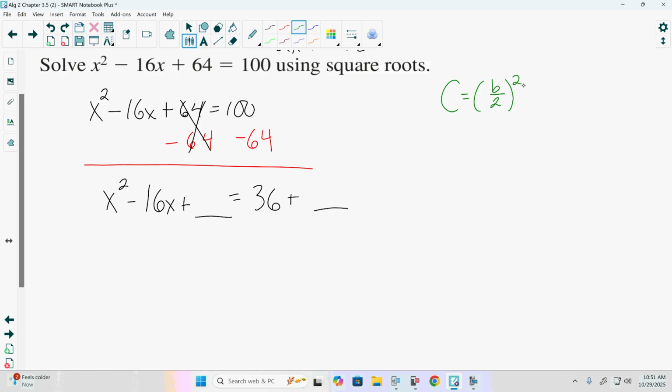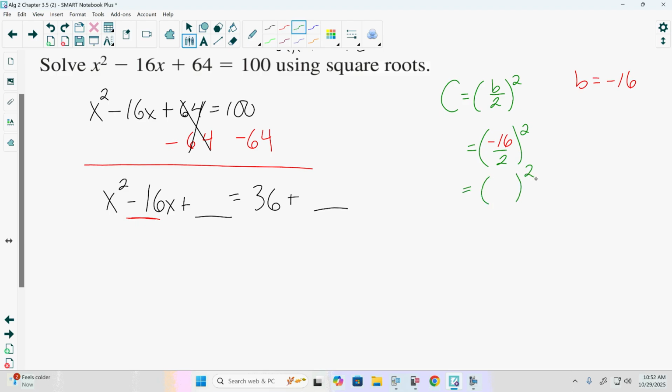Now at this point here, we need to find the value of c. C is equal to b over 2 squared. And what is our value of b? It would be negative 16, because b is this middle term. So it's told to us in this here, we can see that b is negative 16. And we're going to replace b with negative 16.